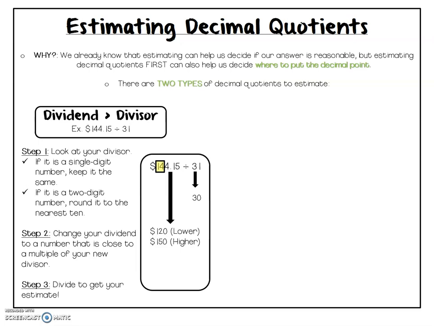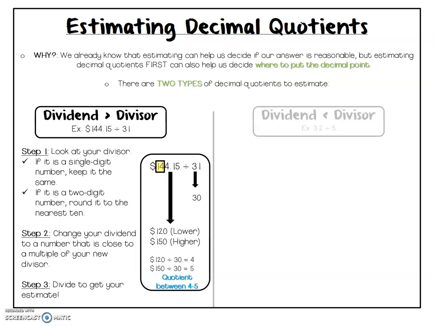Next, I can divide to get our estimate. So $120 divided by 30 is 4, and $150 divided by 30 is 5, which tells me that my quotient, or my answer, will be between 4 and 5. So that helps me get a sense of about what my answer will be, and it also reminds me that I'm going to have a whole number answer first before the decimal part.